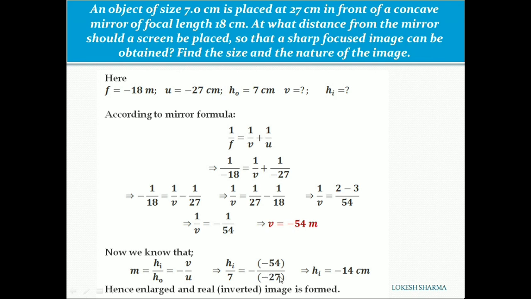Minus cancels minus, 27 cancels 54 two times, and we will get HI upon 7 is equal to minus 2. This implies HI is equal to minus 14 centimeter. Hence, an enlarged, real and inverted image is formed. I have already told you that when we put the object at the midpoint of R and F, then its image formed is double in size, and same is the case here.